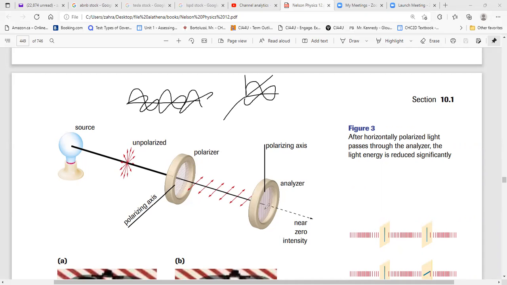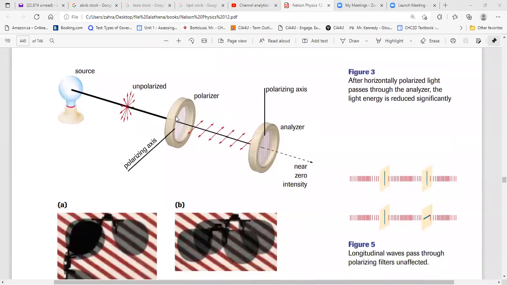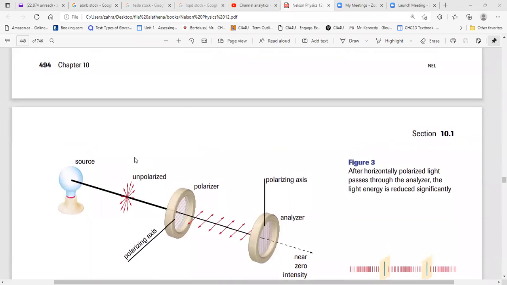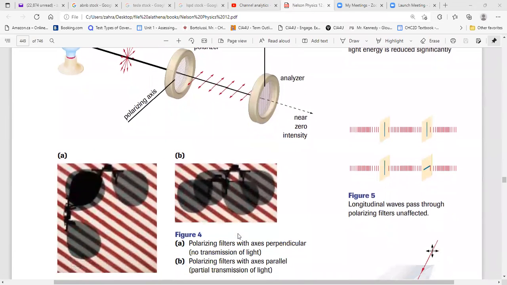And if you put another polarizer in a way that it has a vertical axis, so this horizontal will not pass through and you have nothing going out of that. So just knowing that the light is not longitudinal, it is transverse, means the oscillation and direction of the movement are perpendicular.